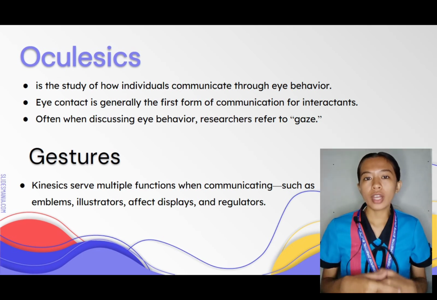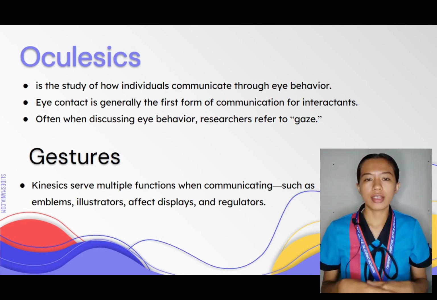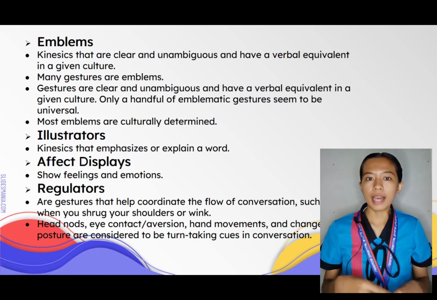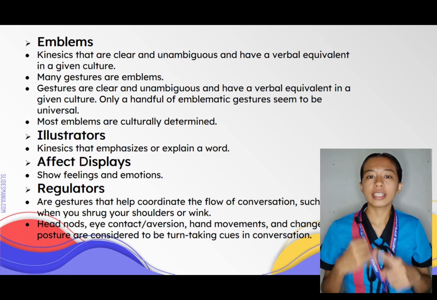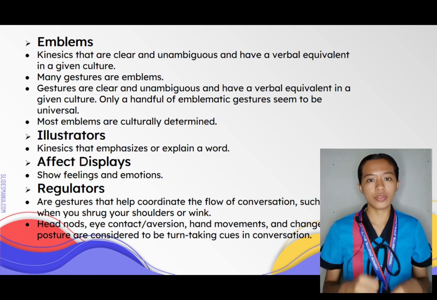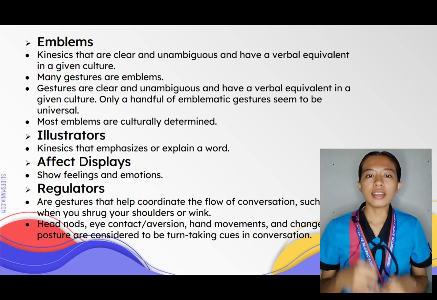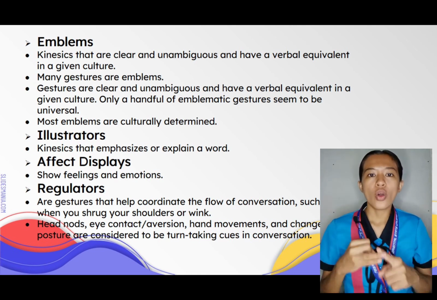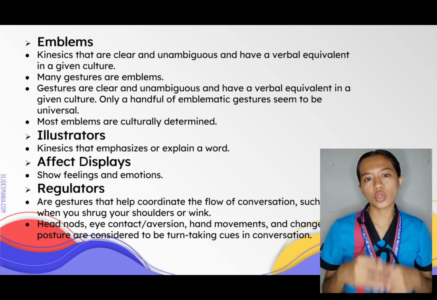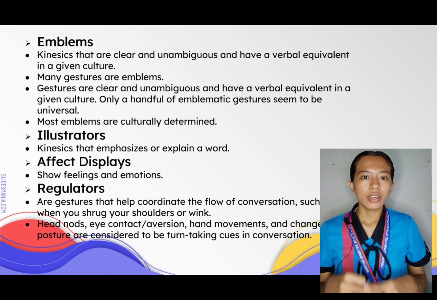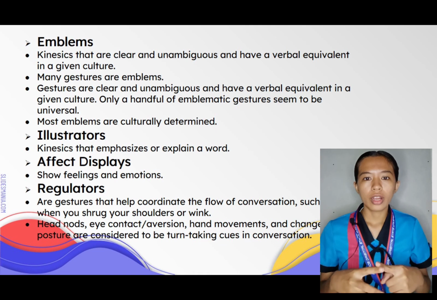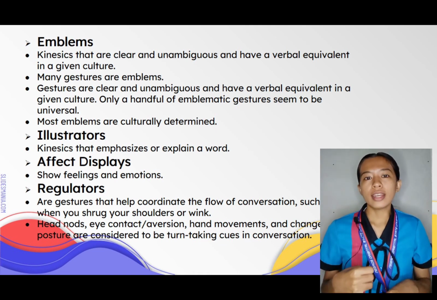The next category of nonverbal communication is gestures. Kinesics serve multiple functions when communicating, such as emblems. These are the kinesics that are clear and unambiguous and have a verbal equivalent in a given culture. Next is illustrators. These are the kinesics that emphasize or explain a word. Next is affect displays. These are the kinesics that show feelings and emotions. And regulators, these are the kinesics that help coordinate the flow of conversation. The first one is emblems.